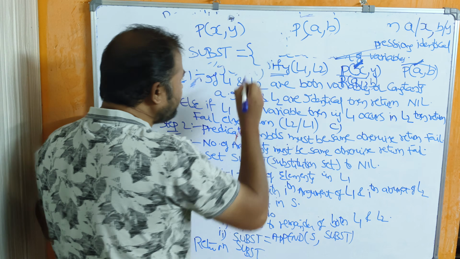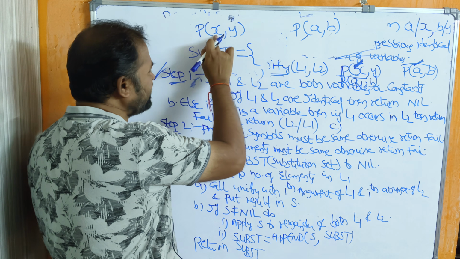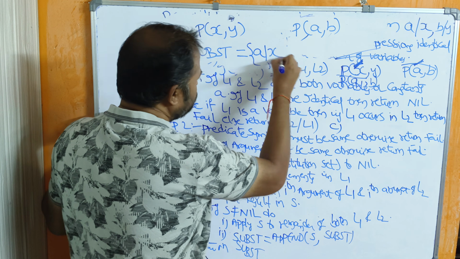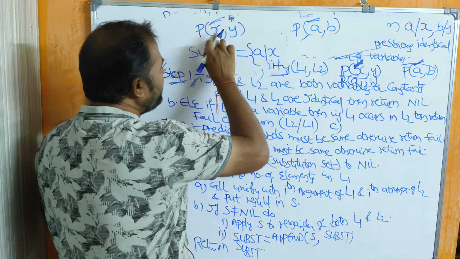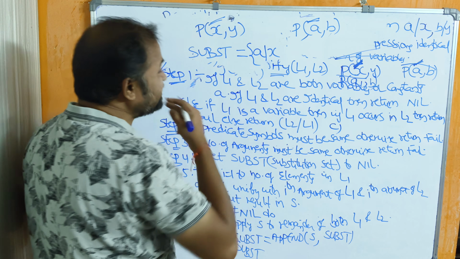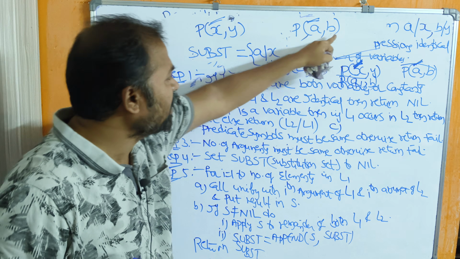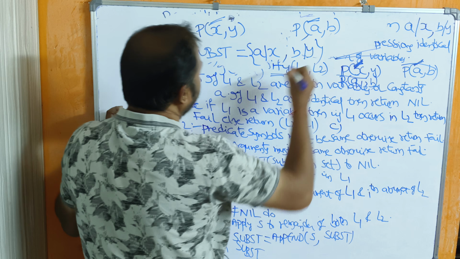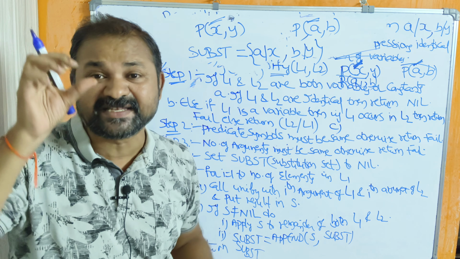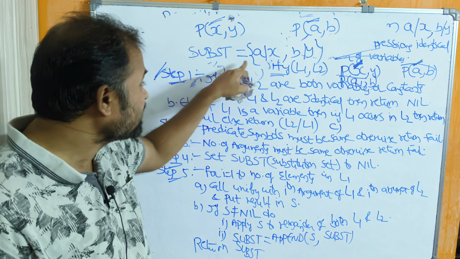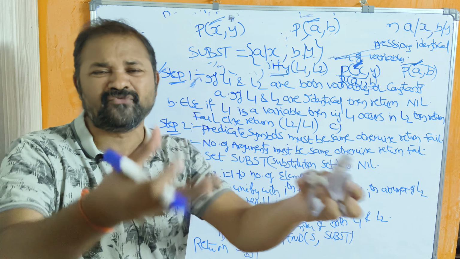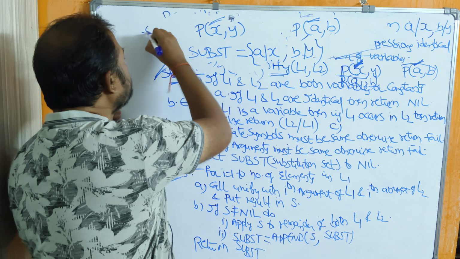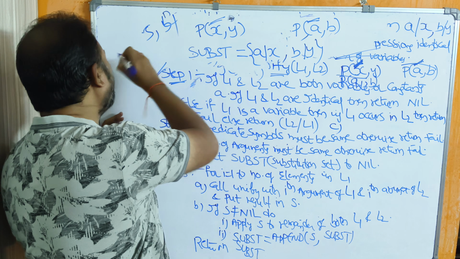Next, SubST contains the first replacement. What is the first replacement? In place of x, we need to replace with a. So a by x is the first replacement. In the next iteration, L1 becomes y and L2 becomes b, so in place of y we have to replace with b. So this is SubST. Initially SubST contains nil. At the end of the procedure, SubST contains all the substitutions of variables, or constants, or functions.